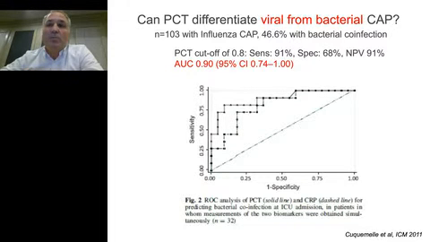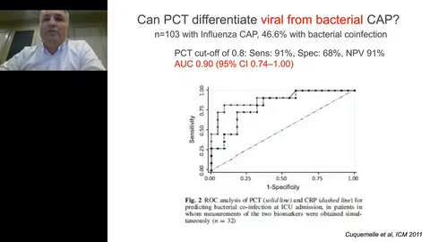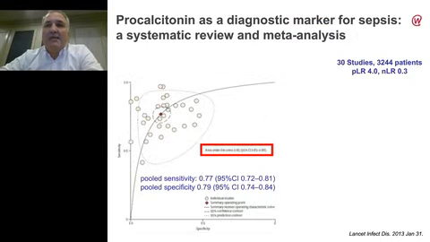Now, this is just one example, and of course, a lot of other observational studies have looked at the value of PCT to differentiate between typical bacterial infections and other types of infections. So I show you data here of a recent meta-analysis that has included 30 different observational studies and a bit over 3,000 patients.